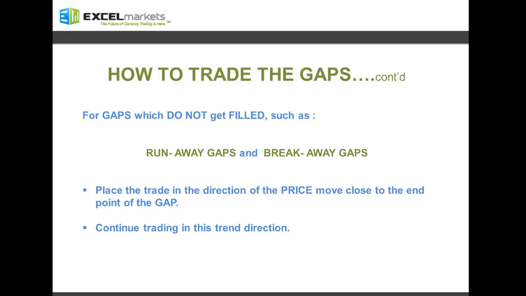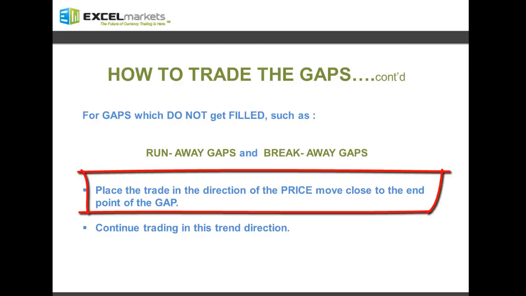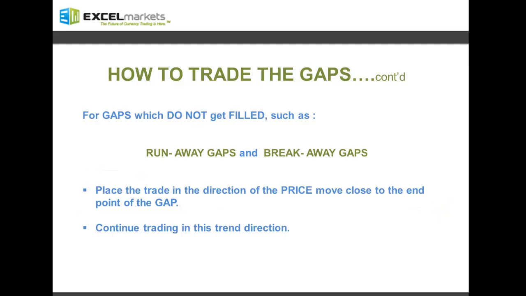For the gaps that do not get filled, such as the runaway and breakaway gaps, one should try and place the trades in the direction of the gap formation at the price levels close to the end of the gap. So for instance, if the gap was formed in a downtrend, then one should look to sell the underlying instrument close to the end point of the gap. The main objective here is to continue trading in the direction of the gap formation.